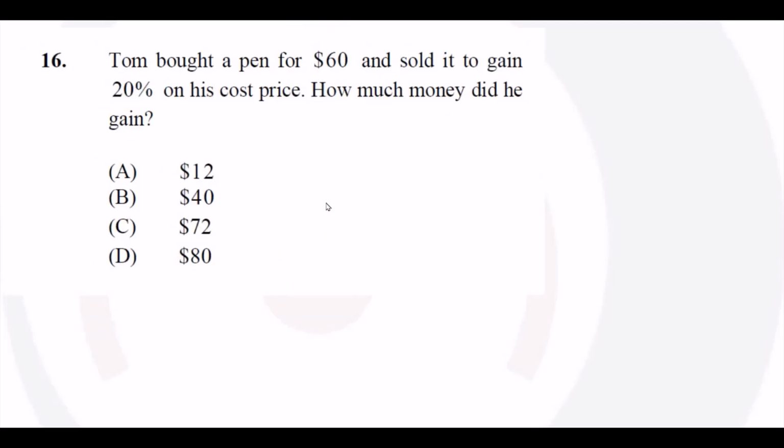Tom bought a pen for $60 and sold it to gain 20% of his cost price. How much money did he gain? Alright, so he paid $60 for the pen and he sells it for 20% more. So that's a 20% increase. So 60 times 20%. 20 into 100 goes 5 times. 5 into 60 goes 12 times.